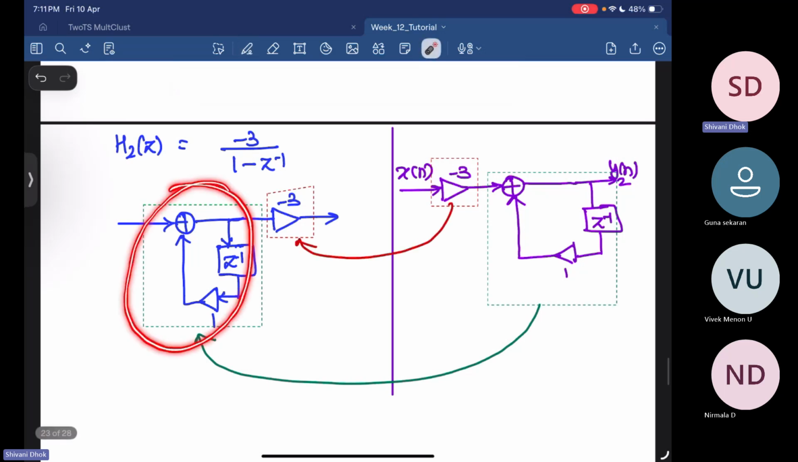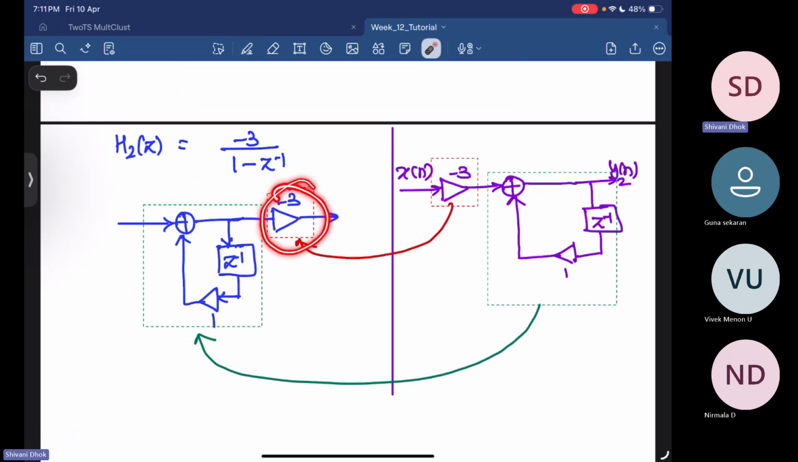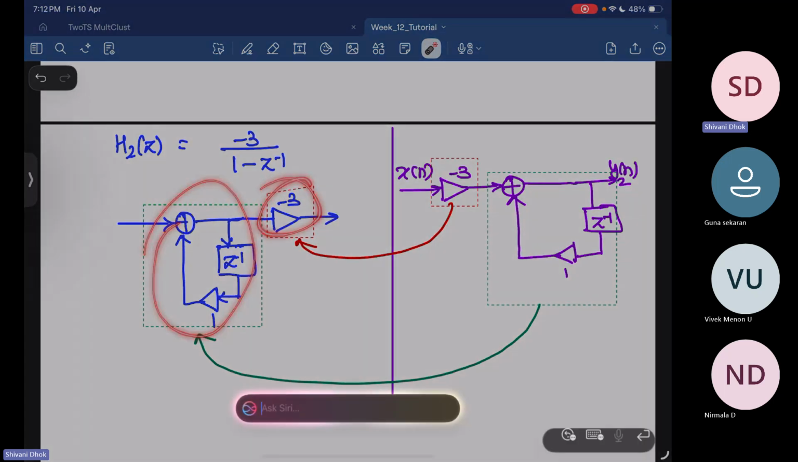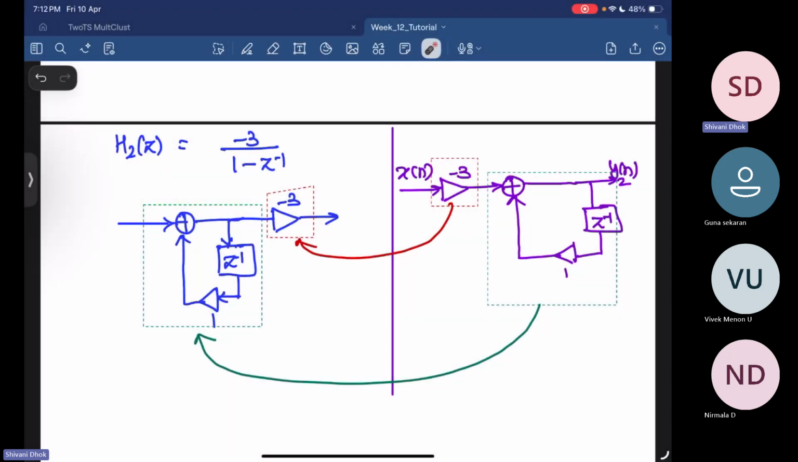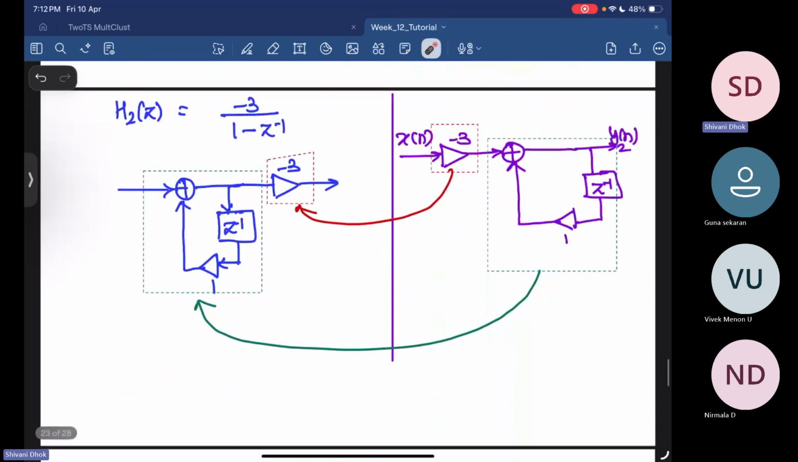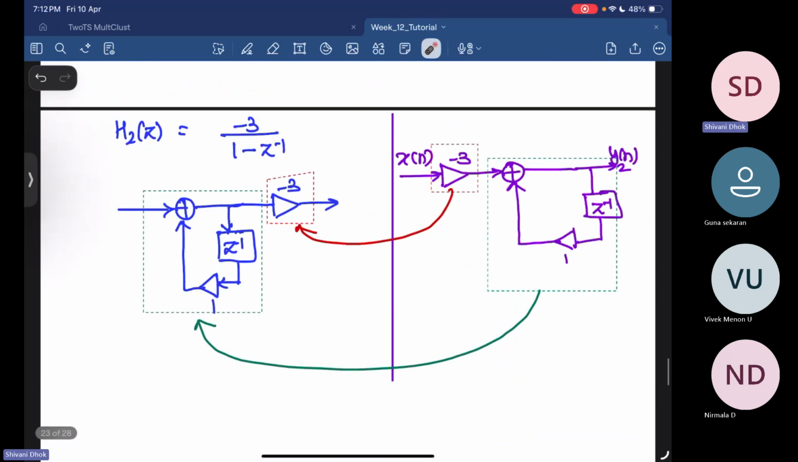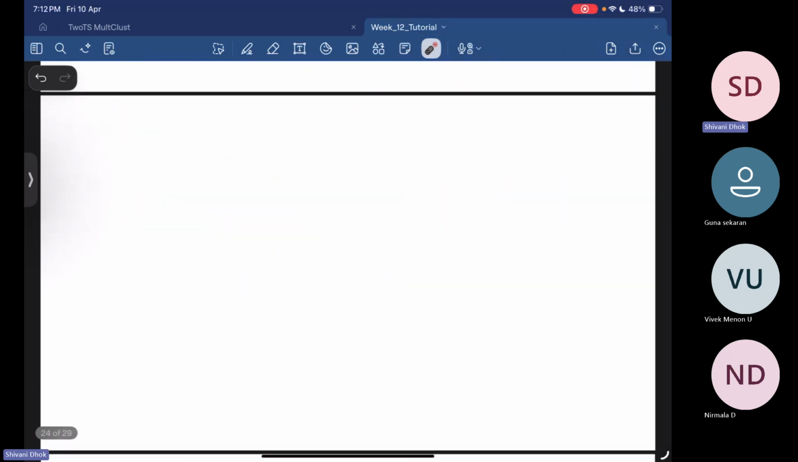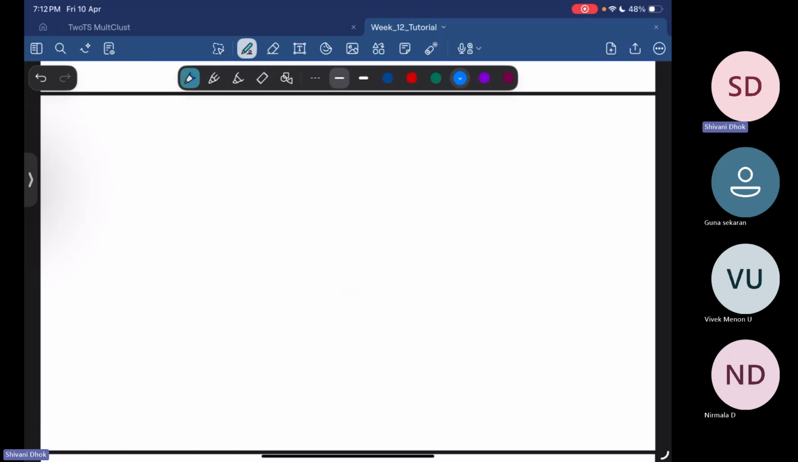So this is your denominator representation, and this is your numerator representation. So in direct form 2, you first represent your denominator and then you represent your numerator like this. Okay. So now you have h1 of z and you have h2 of z. So now you can just connect both of them in parallel. So your h of z looks something like this.